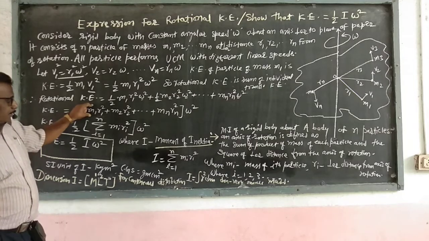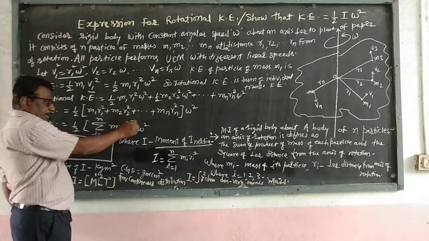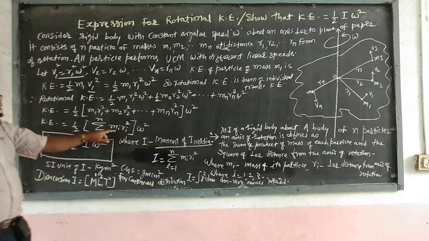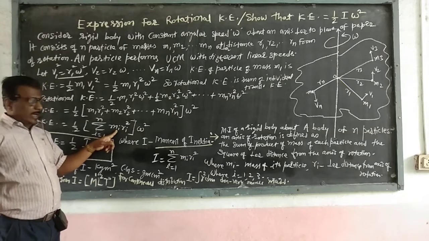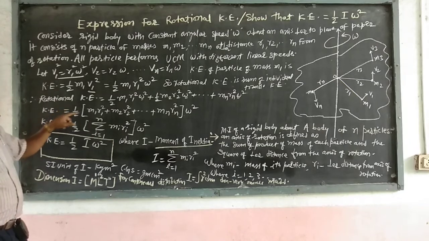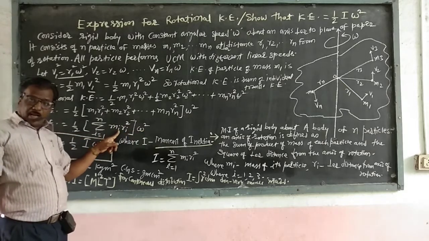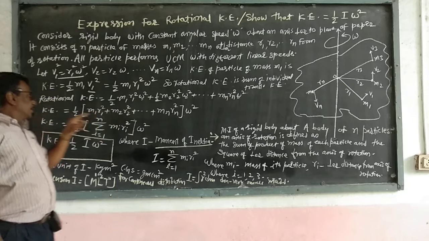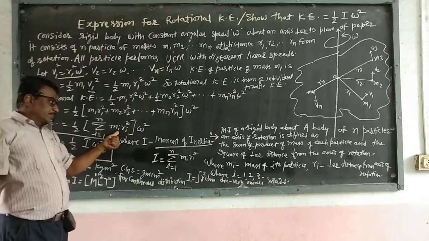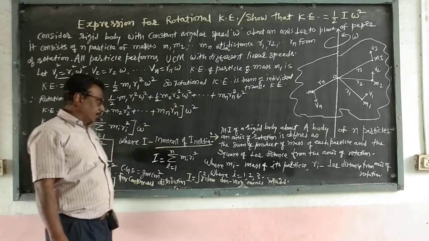So we write here summation of i equal to 1 to n, m_i r_i square into omega square, where we substitute i equal to 1, i equal to 2, or i equal to 3. When we substitute i equal to 1, we get the first term, half m1 r1 square into omega square. When we substitute i equal to 2, we get the second term of kinetic energy, half m2 r2 square omega square. When we substitute i equal to n, we get the last term, half mn rn square into omega square.